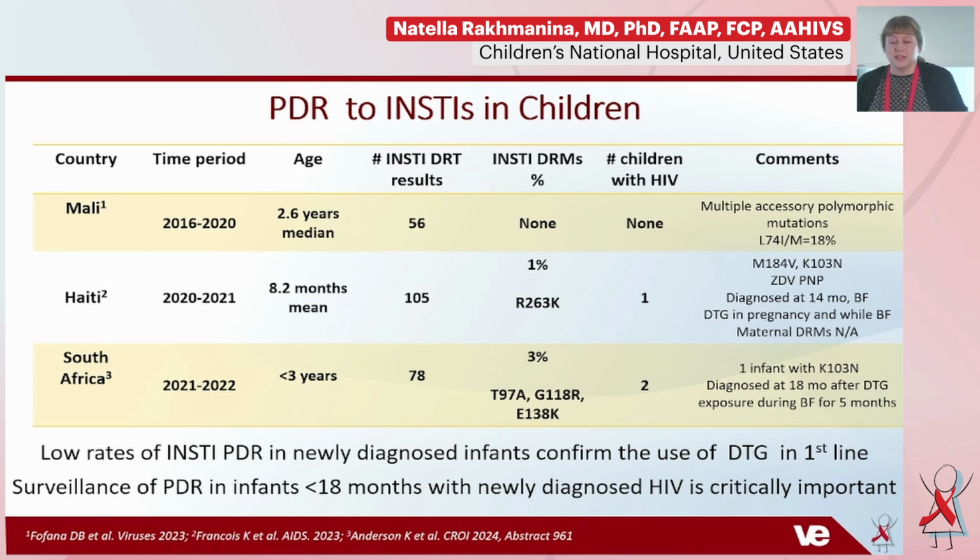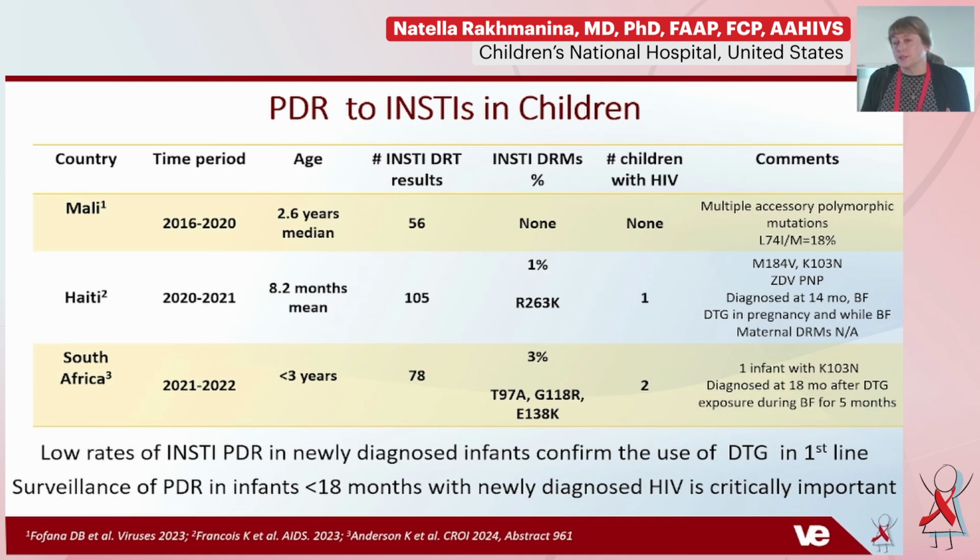And here are the data. Many of you have heard about the Haiti case, but I have pulled the data also from Mali and South Africa together. The prevalence of PDR to INSTIs so far, from a very scarce number of reports, is low, 0 to 3%, and it's very hard to decide whether it is transmitted or acquired resistance, because we usually do not have information on the maternal DTG-DRT.